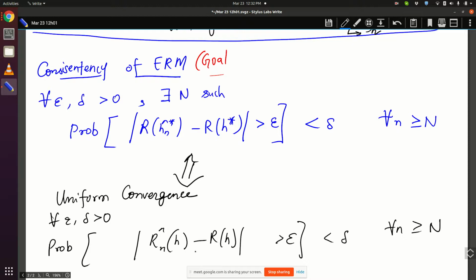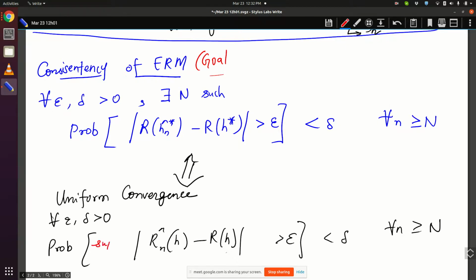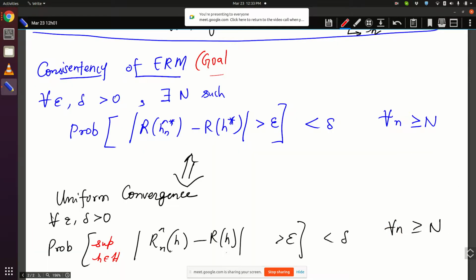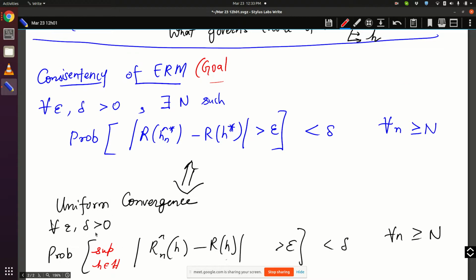Here the mean is not fixed because of h. No, R of h is like the mean, right? This is a known number. Alright, yes. I don't see any difference, by the way. Yes, very good. There is no difference. So what we will do is we'll put a sup, with h belonging to H. Here it is h instead of x star. So if you see, without the sup, there is no difference here and here.